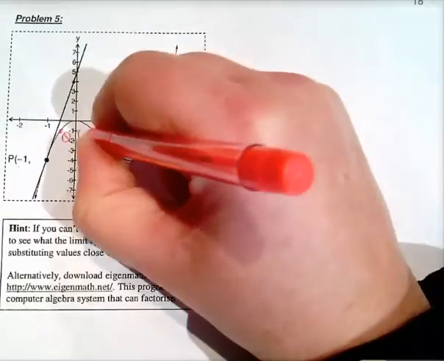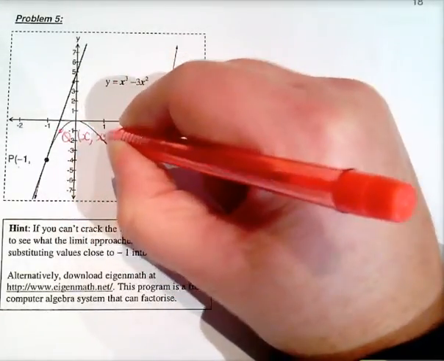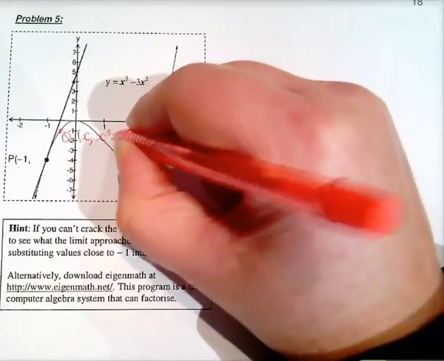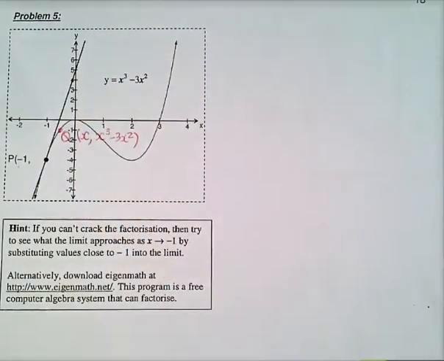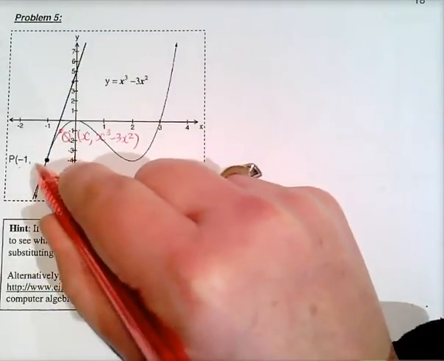P. Q would have coordinates x and the y value, so it'd be x and function of x, or x and x cubed minus 3x squared. So there are our coordinates for Q. P has coordinates -1, but we don't know the y value here.